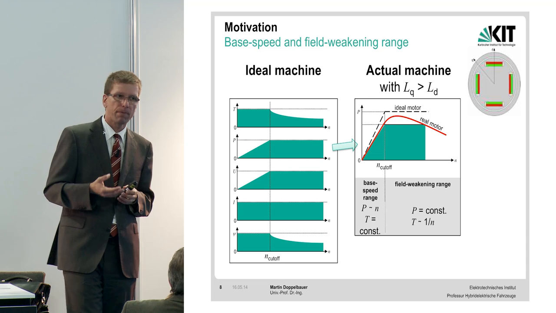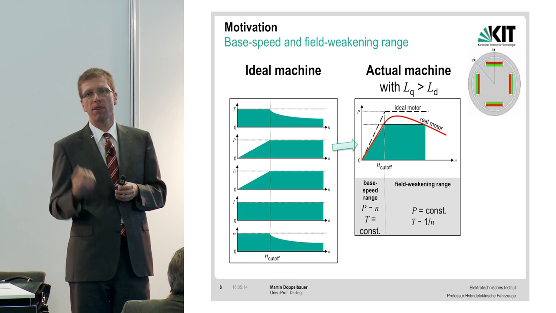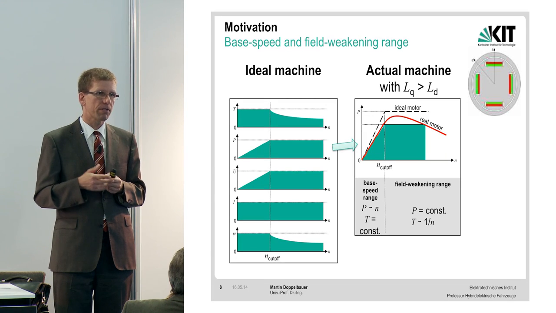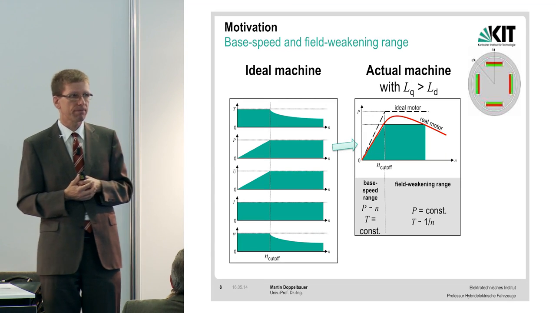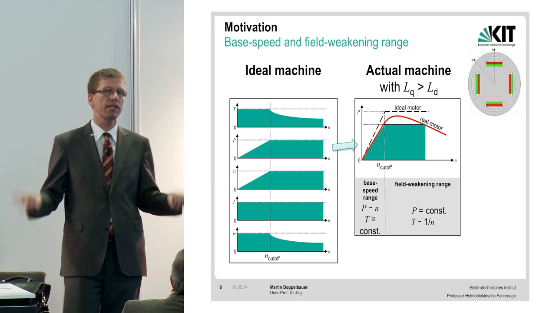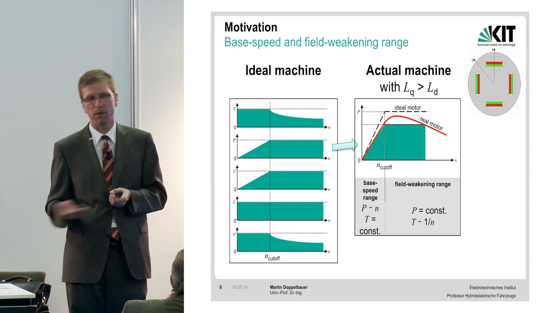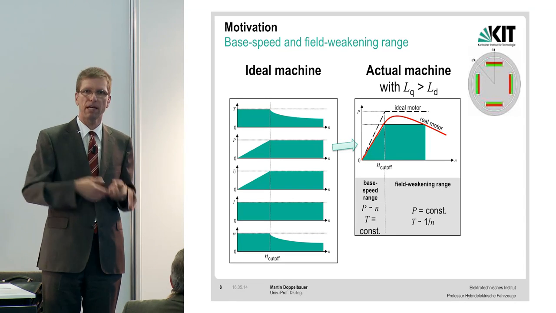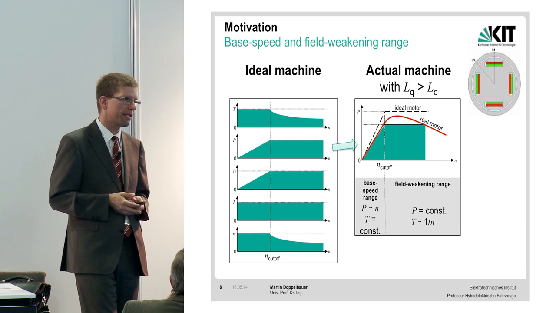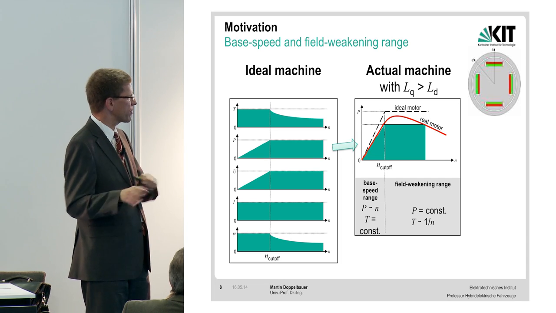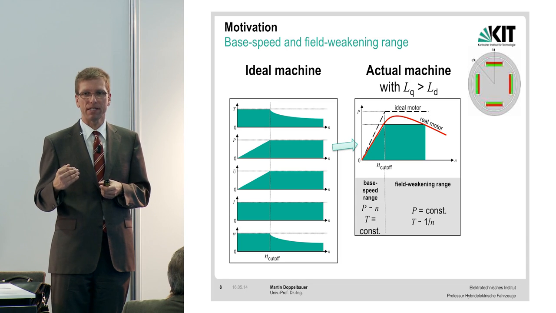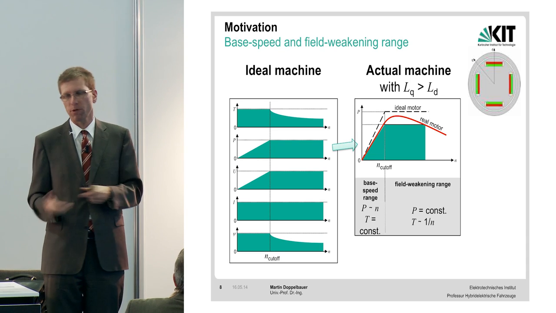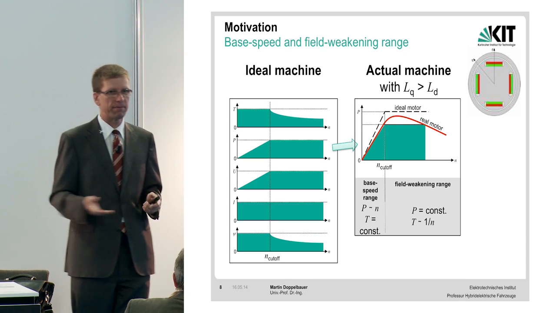Because if you have a requirement to weaken the field, to reduce the field, you can do that easily with a field winding machine by reducing the field current. You can do that easily with an induction machine. It does it by itself, by the way. But you cannot do it easily with a permanent magnet machine. You have to add current to the stator winding in the D-axis, but I'm not going into the details here, to reduce the field. So that's quite counterproductive. You add extra current to reduce the field, which you didn't want in the first place, which is kind of crazy.